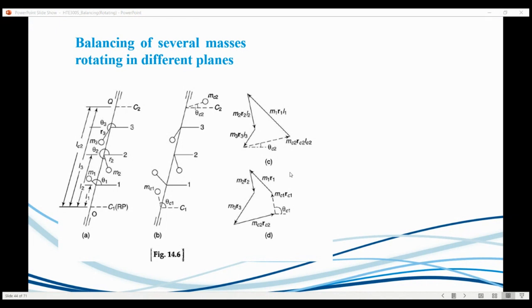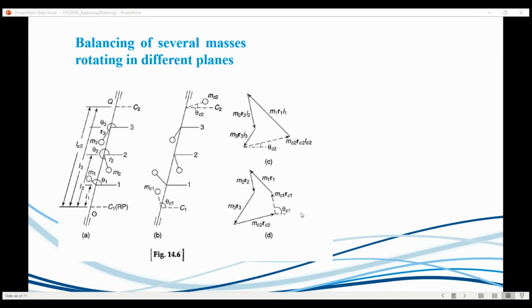Are you guys following? So this is what I mean by a different plane. Before, all the masses were rotating on one plane, but now they're rotating at different parts along the shaft, and hence there are two types of balances. One is the static one, as we know, and the other is the dynamic one, which is the couple, which now includes the length.